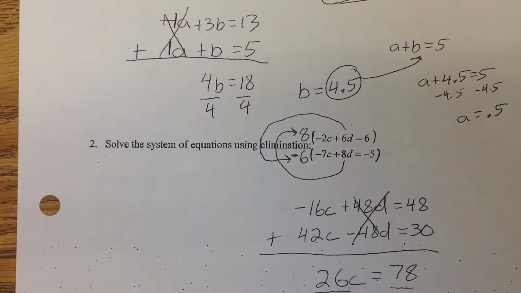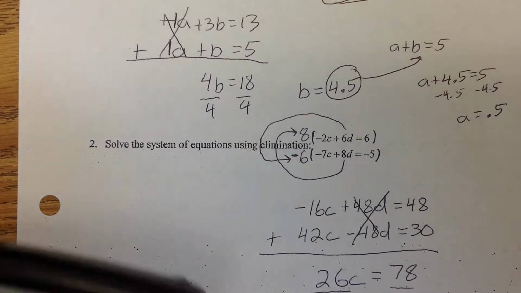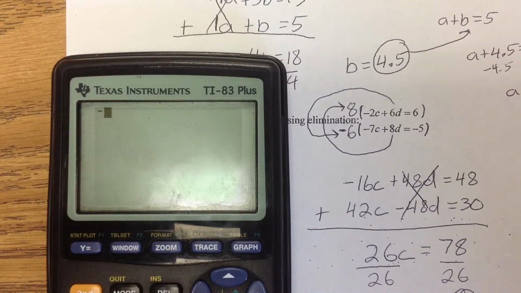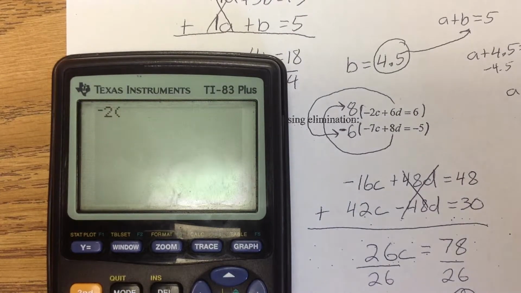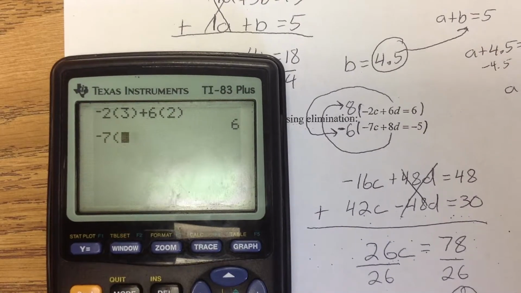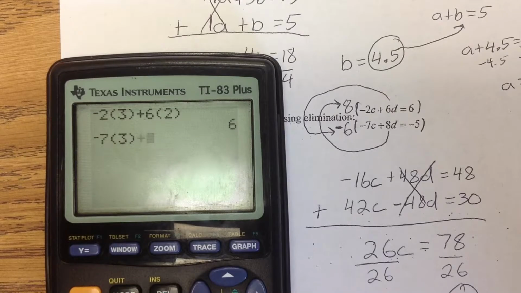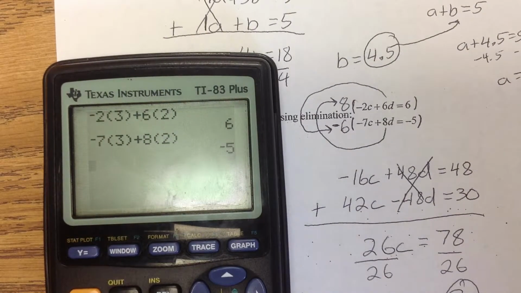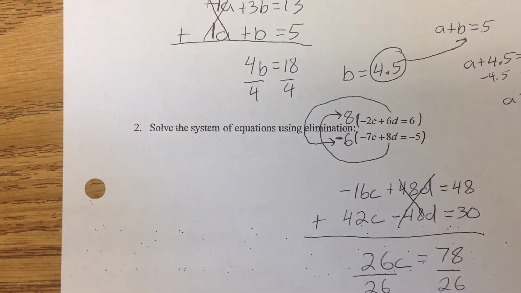All that's left is to check to make sure that we actually got it right. So I'm just going to type these in. Negative 2, and then instead of C, I'm going to type in a 3, plus 6 times 2. Hopefully that's going to give me a positive 6, and it does. And then again down below, negative 7 times 3 plus 8 times 2, and hopefully this is going to give me a negative 5. And it does. So that tells us that we did that one correctly.